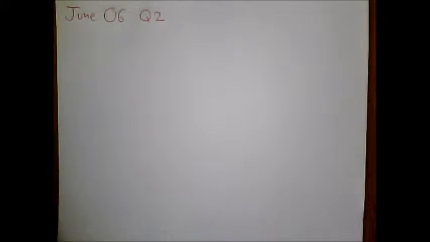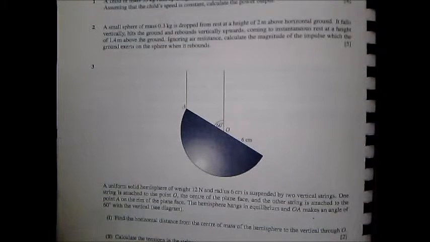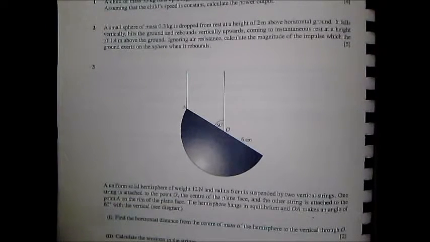This one will be on question 2, and this is a collisions question, although one kind of in disguise a little bit. Let's take a look at it. We have a small sphere of mass 0.3 kilograms, and it's dropped from rest at a height of 2 meters above the horizontal ground. It's going to fall vertically, hit the ground and rebound vertically upwards and come to instantaneous rest at the height of 1.4 meters above the ground. We're going to ignore air resistance and we want to calculate the magnitude of the impulse which the ground exerts on the sphere when it rebounds.